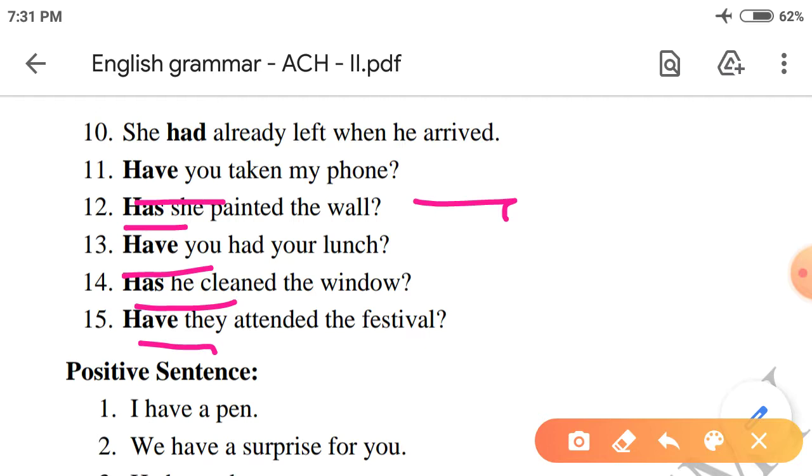Okay. Has she painted the wall? Yes, she painted the wall. Have you had your lunch? Yes, I had my lunch. Has she cleaned the window? Yes, he cleaned the window. Like that. Understood?